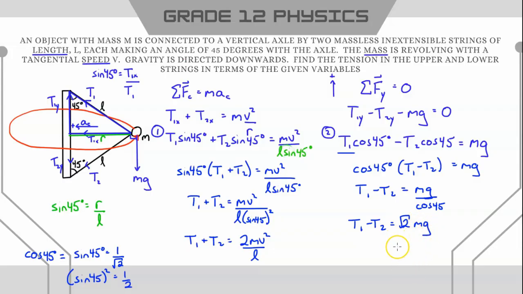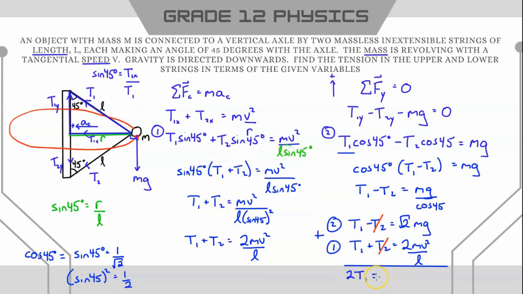And now, so this is equation 2, let me just write equation 1 below it. So we have T1 plus T2 is equal to 2mv squared over L. So what I'm going to use is a process called elimination. Students usually prefer substitution, but I'm seeing elimination as being a little bit easier here, because if I add both of these equations together, T2 cancels. And what I end up with is 2T1.